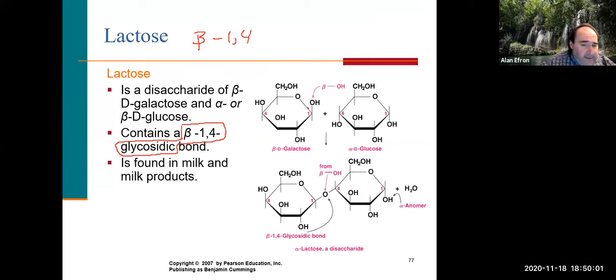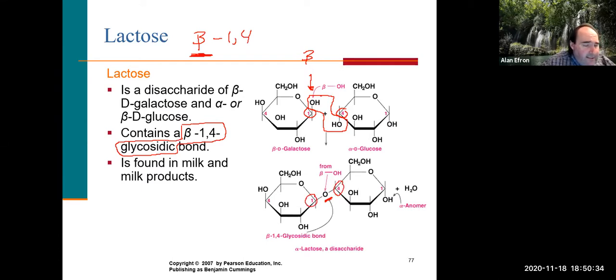Same thing is going to happen here. That's carbon 1 of one guy, carbon 4 of the other. Our water is going to come out of those 2 guys. And when it gets connected, it is going to leave 1 oxygen still there as our connecting part. And when we look at carbon number 1 here on this guy, our OH group is up, and that is the beta conformation, and that's why it's called beta here. And 1,4 again is the positioning on the ring of where those guys come together.